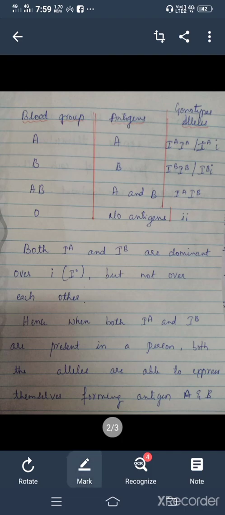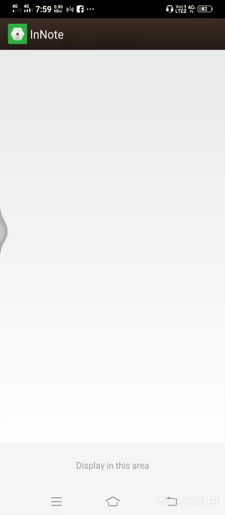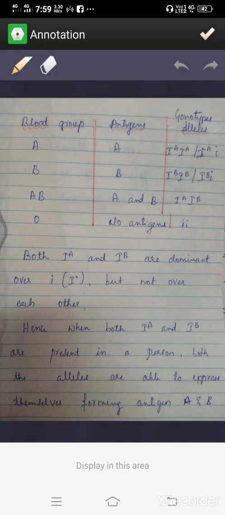Coming to the types of blood group which we have here: A blood group, B blood group, AB blood group, and O blood group. The person having each blood group has the corresponding antigens present. Blood group A has antigen A, blood group B has antigen B, blood group AB produces both antigens A and B, and blood group O produces no antigens.